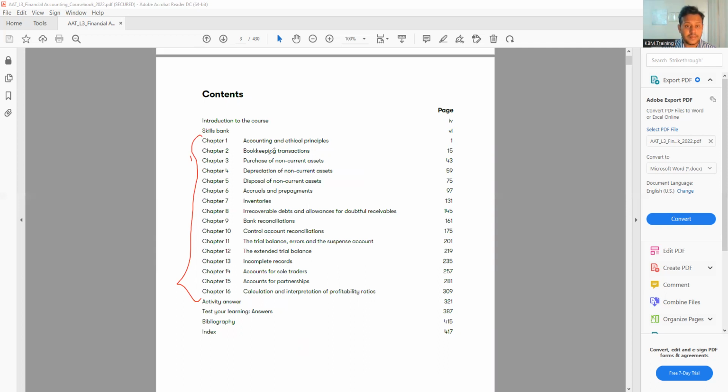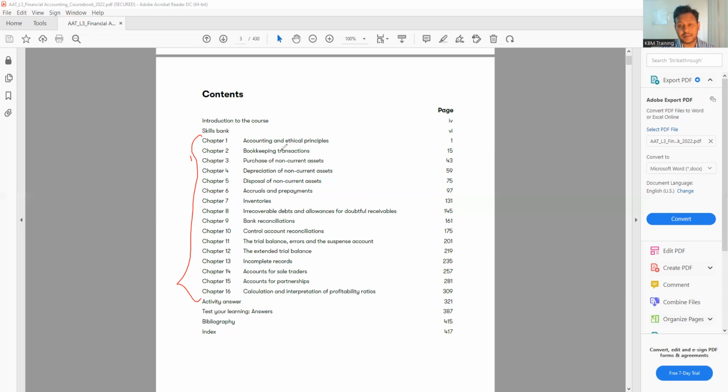So we have accounting and ethical principles, chapter number one. From here, we're going to look at the function of financial accounting. So who uses the financial statements? What is the necessity of that? Why do they need to look at the financial statements, and some ethical principles.